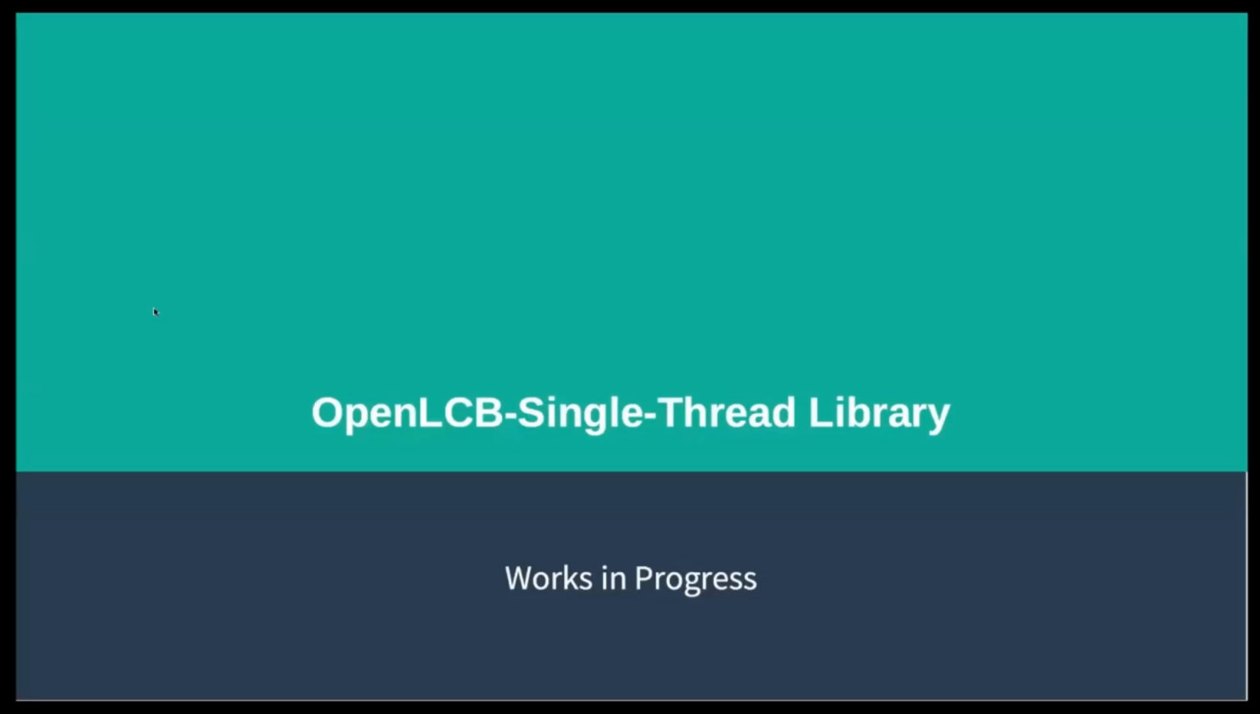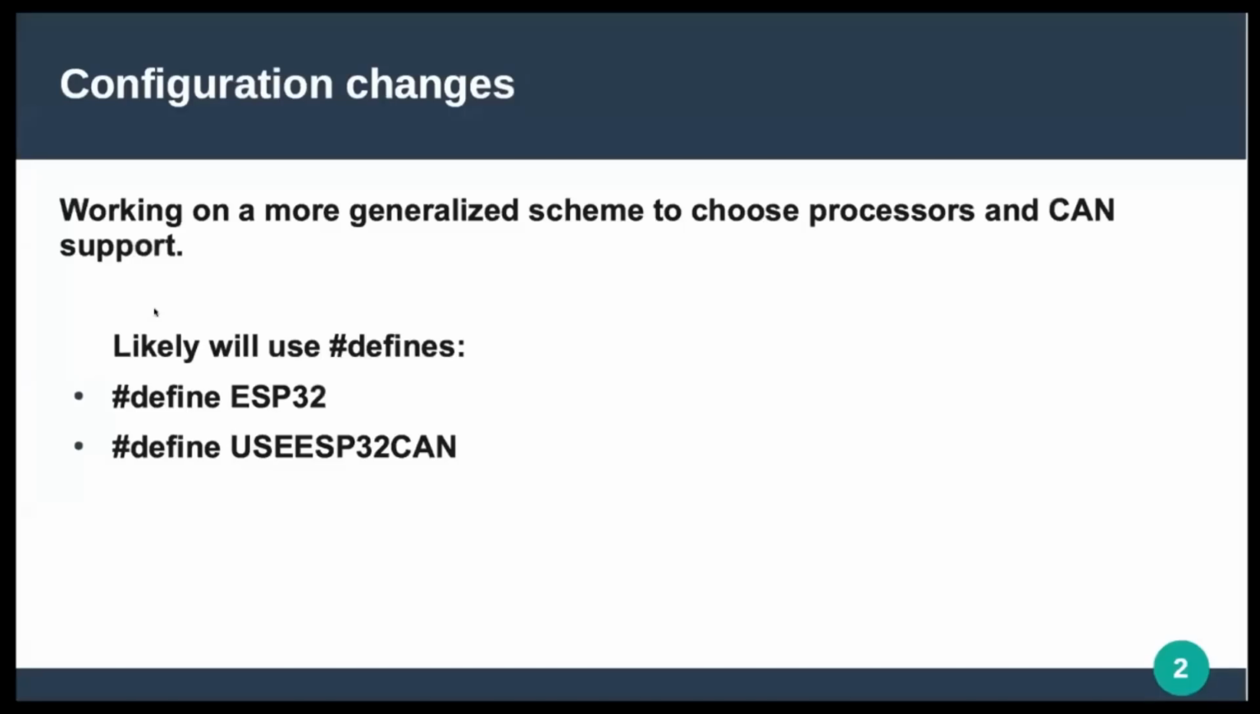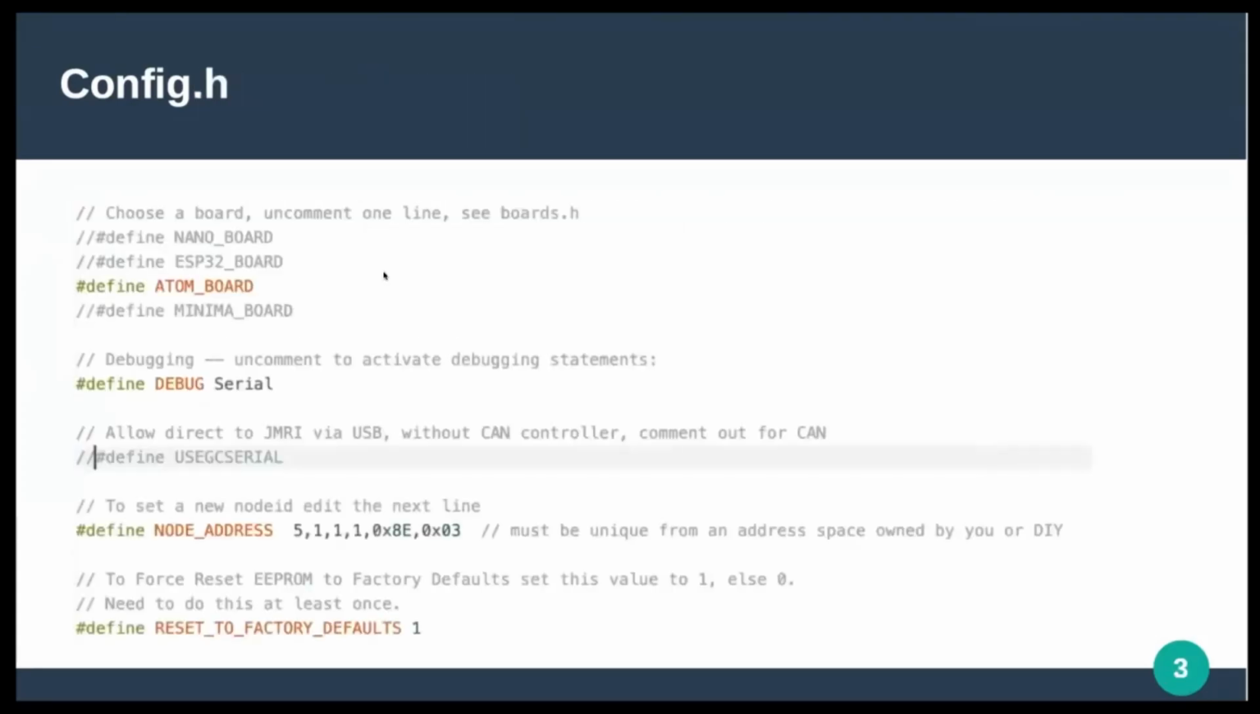This is my little presentation. Works in progress. This is basically what John was talking about, changing how you choose the processors and the CAN support. It was getting kind of complicated, so I'm trying to change it. It's not in the library yet, but it's coming. And this is the same as what he was showing you.